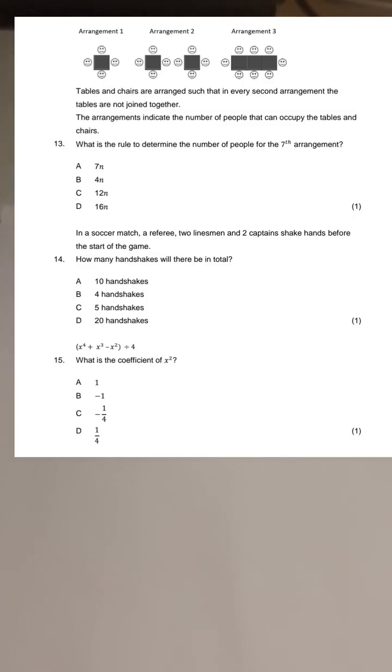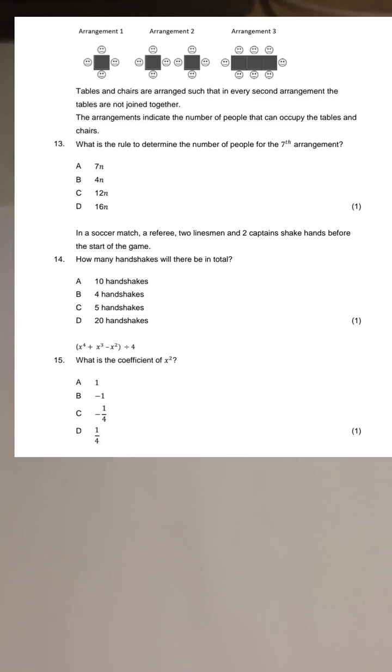Is it A, 1, B, -1, C, -1 over 4, or is it D, 1 over 4? That is the question. Question 15. What is the coefficient of x squared?